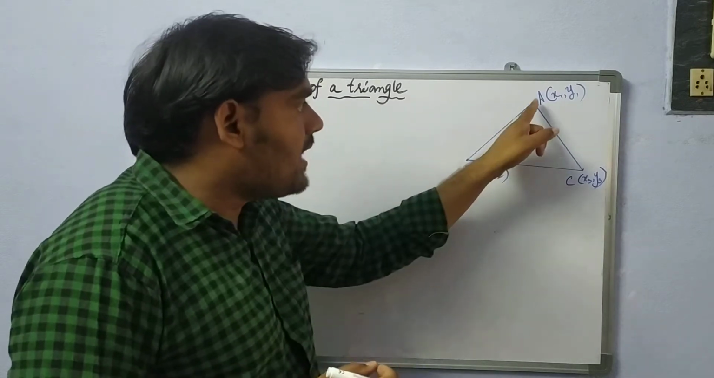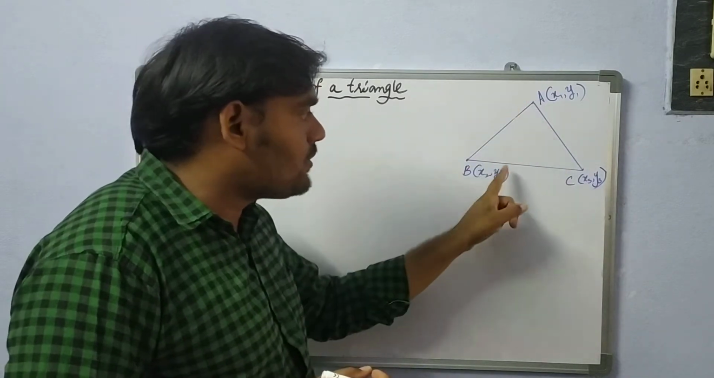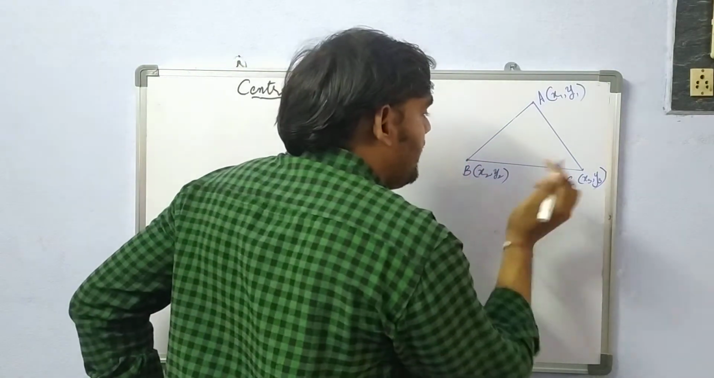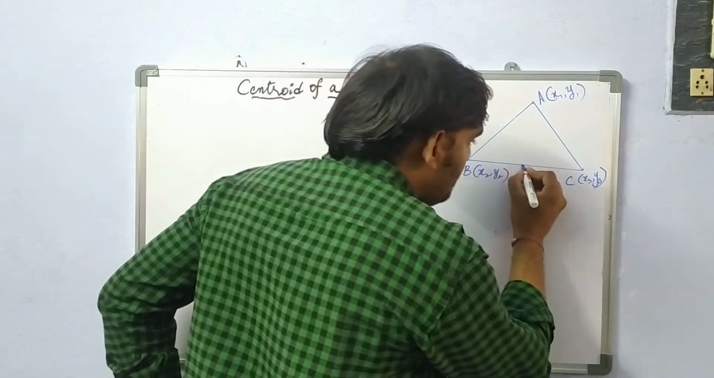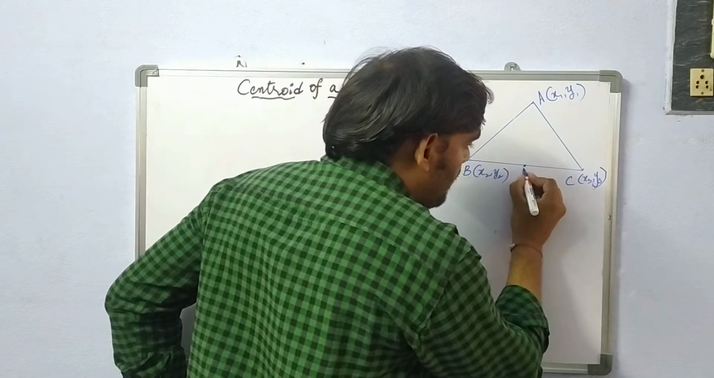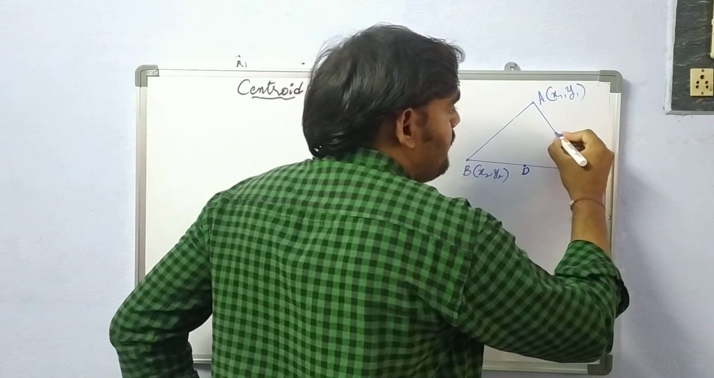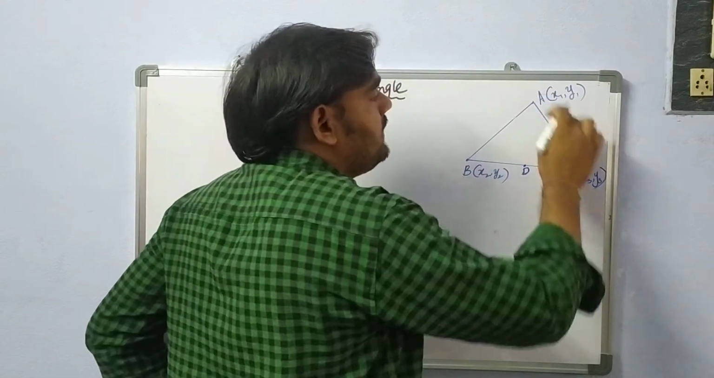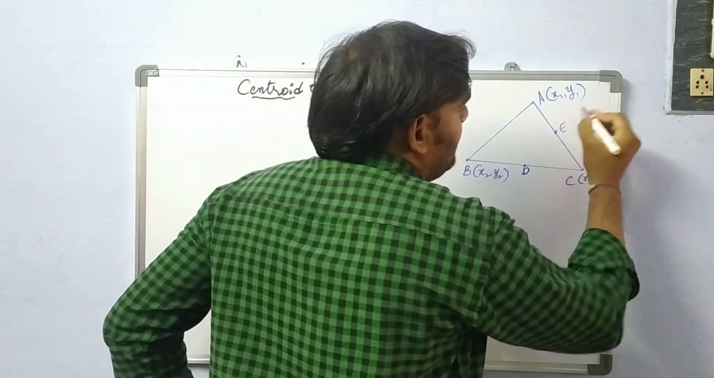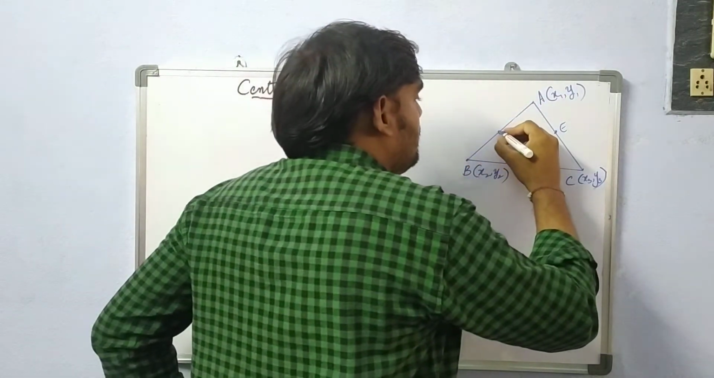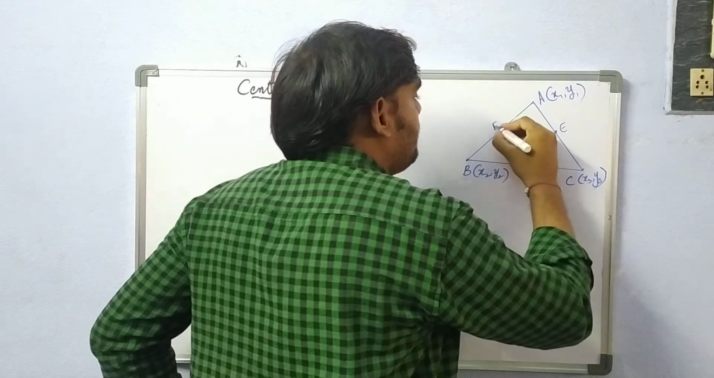A median is a line segment drawn from a vertex to the midpoint of the opposite side. Suppose you take the midpoint of BC, here you will get the midpoint. Name this one as D. And if you take the midpoint of AC, that is E. Next, if you take the midpoint of AB, name this one as F.